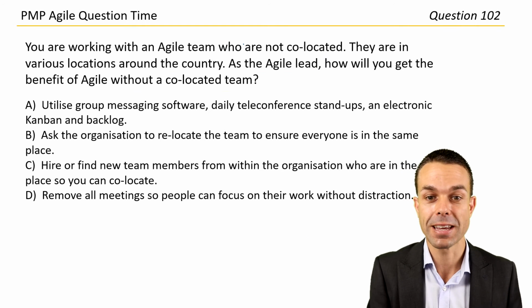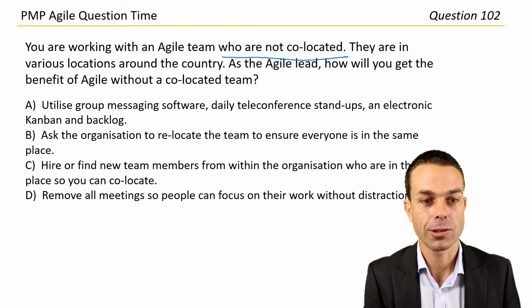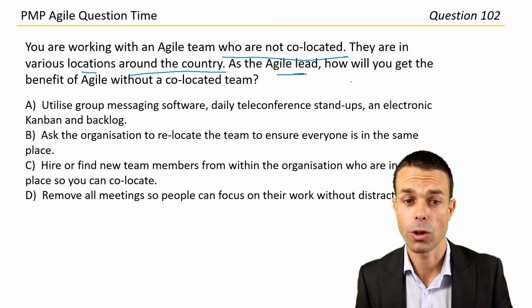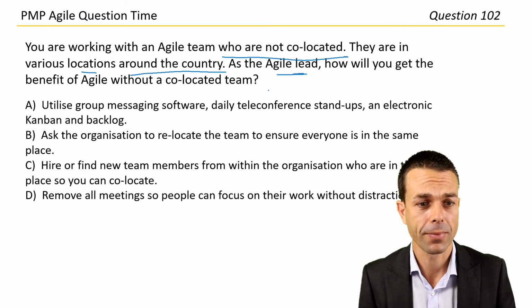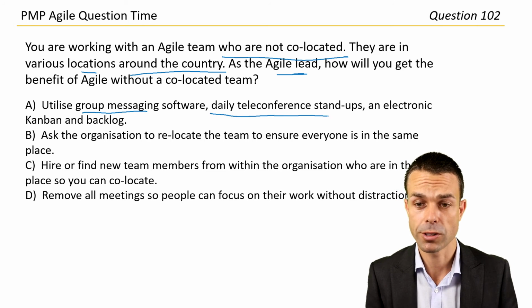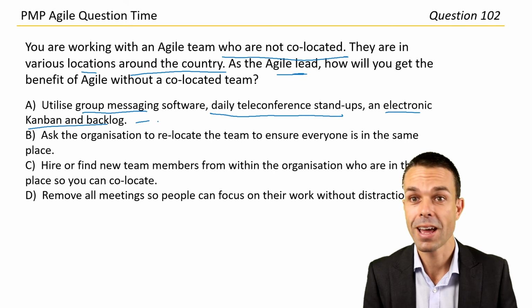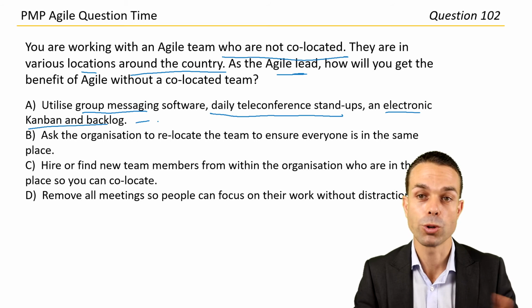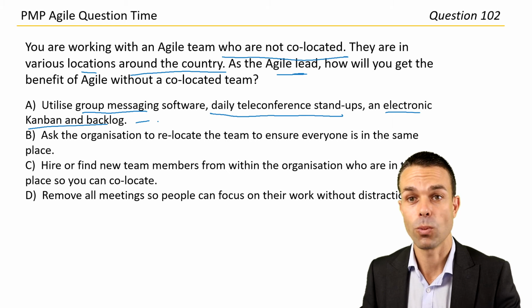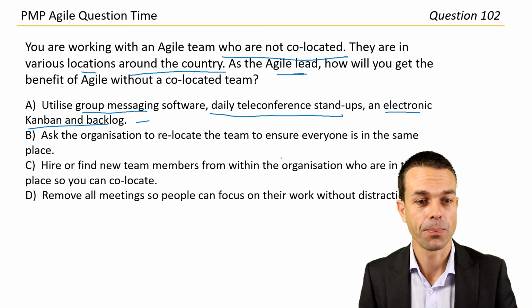You're working in an Agile team and you are not co-located. All right, this is really good. They are in various locations around the country. As the Agile lead, how will you get the benefit of Agile without a co-located team? All right, can we utilize group messaging? Yes. Daily teleconference stand-ups? Yes. Electronic Kanban and backlog? Yes. Yeah, all of those things. And these are the Agile principles or tools and processes and practices without being in the one place. It still can be done.